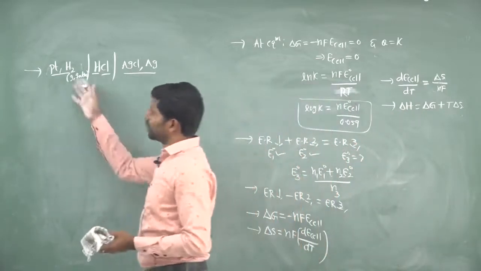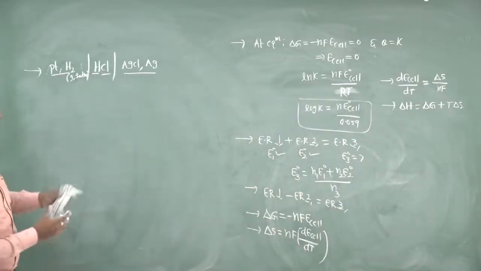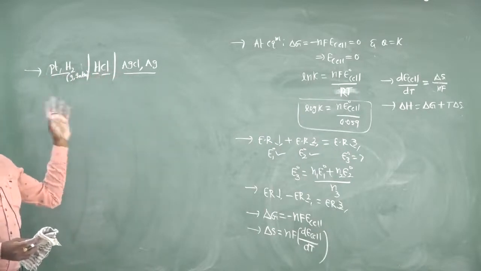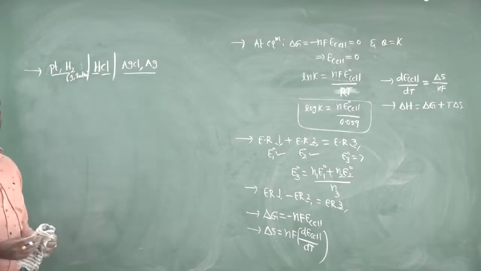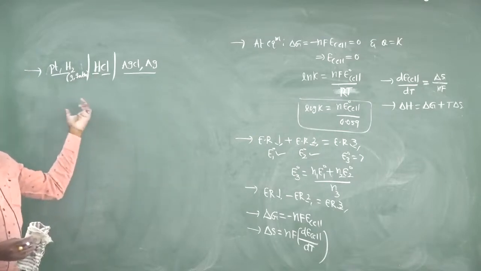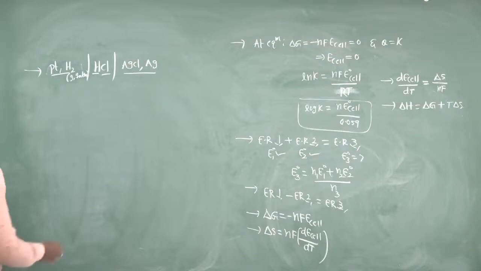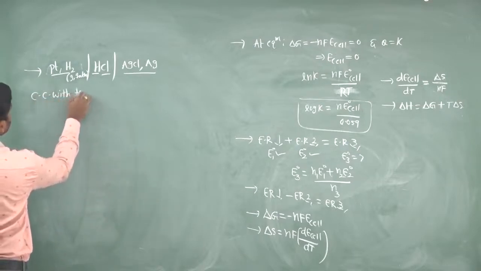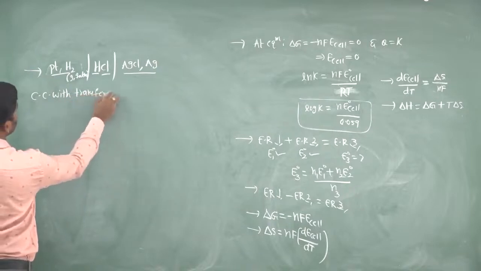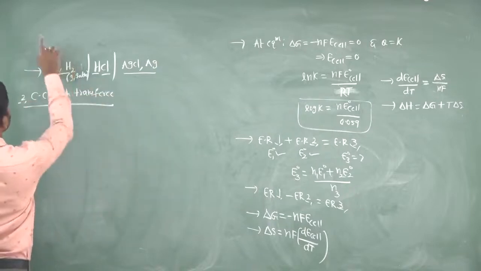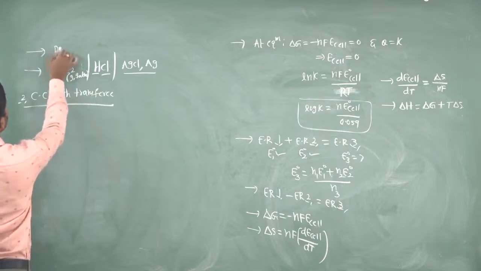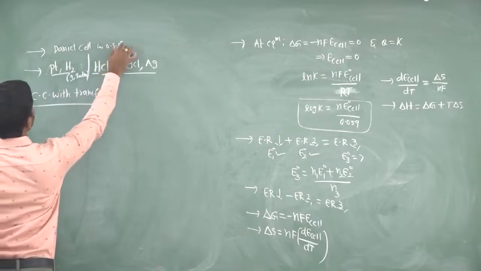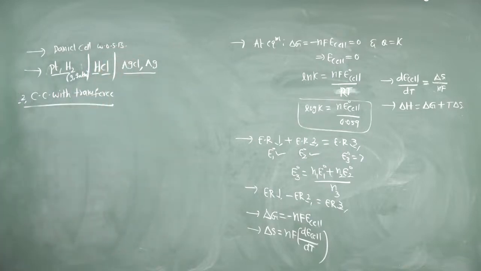So this is also a chemical cell without transference. We already discussed the reactions for the hydrogen electrode and silver chloride electrode. After getting the reactions, if you substitute in the Nernst equation, we will get the cell potential. Next, chemical cell with transference. For chemical cell without transference, we discussed two examples: the Daniell cell with salt bridge and this example.